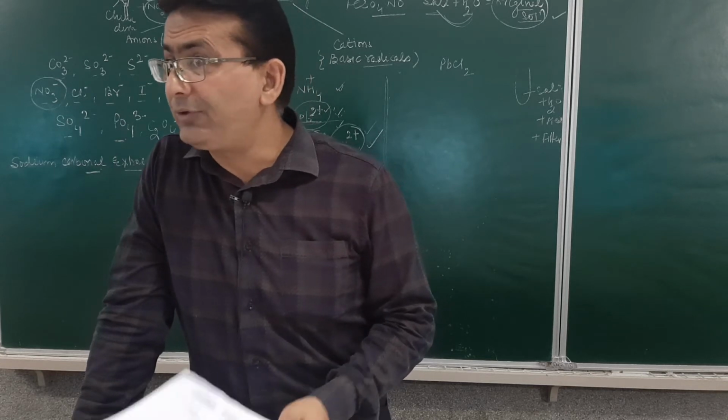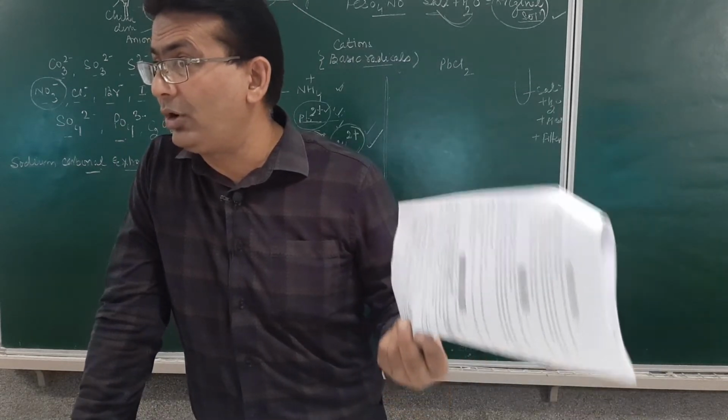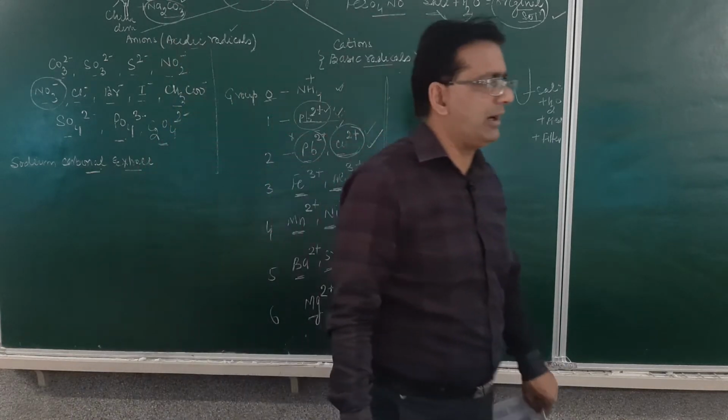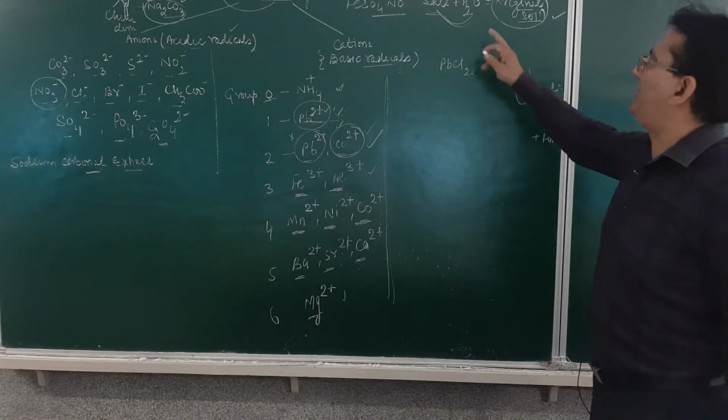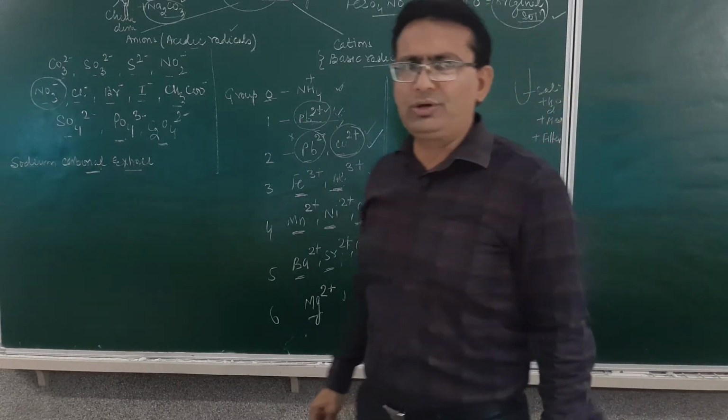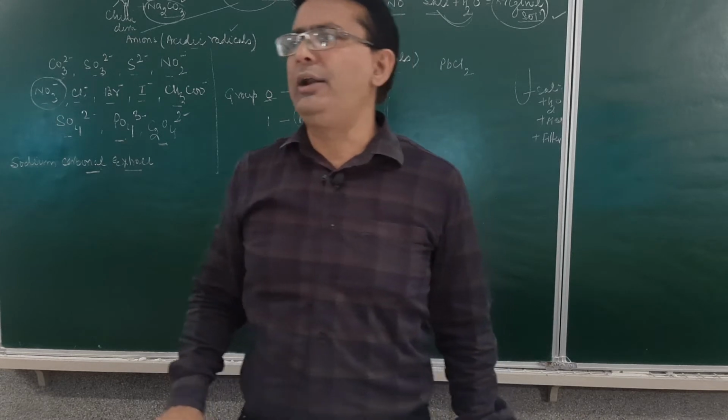In this first step, we prepare the aqueous solution or the sodium extract. Here we have to prepare the original solution. How do we prepare the original solution? We take a salt, and to the salt we add water. When we add water to the salt, the solution prepared is the original solution.